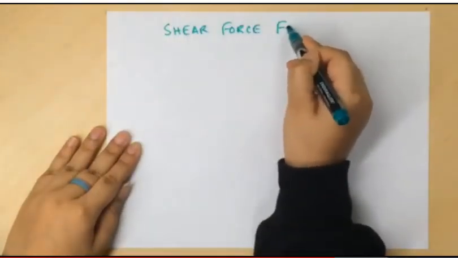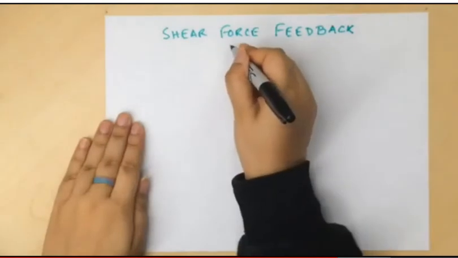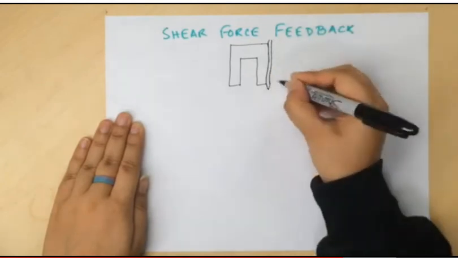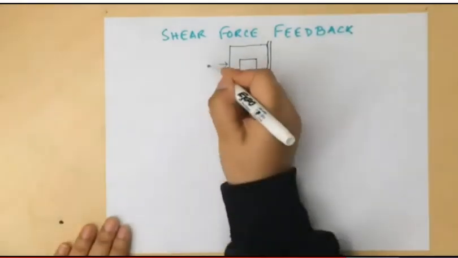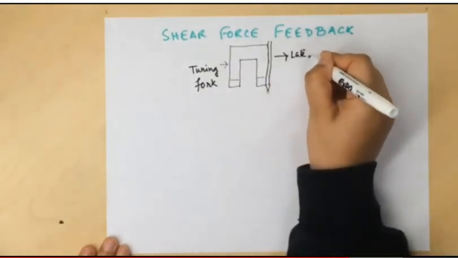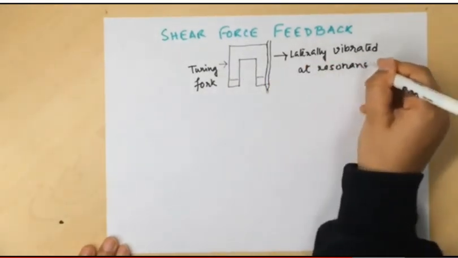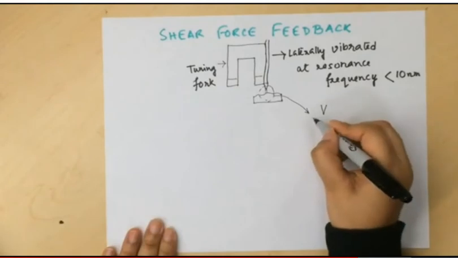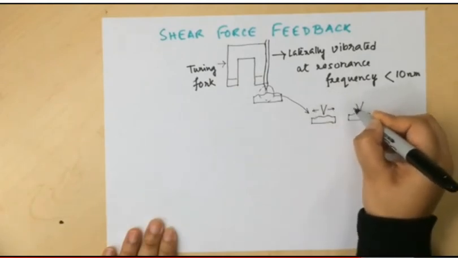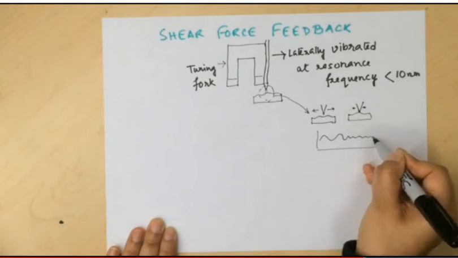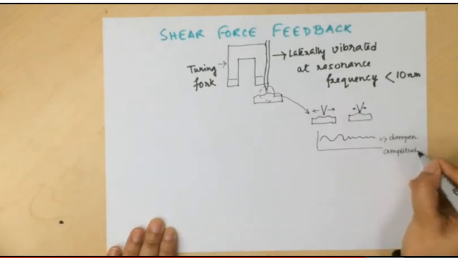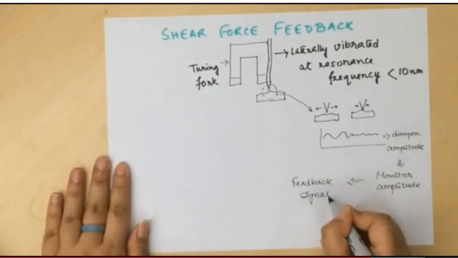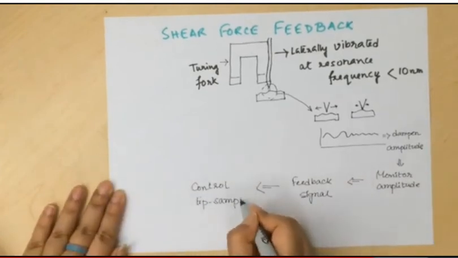In the shear force feedback mechanism, mechanical vibration is introduced to the tip by using a tuning fork. So here's the tuning fork and here's the fiber optic probe attached to it. The tip vibrates laterally at resonance frequency with amplitude less than 10 nanometer. The sample is placed just beneath the tip. Now as the tip approaches the surface, the amplitude of vibration gets dampened, as you can see from here. And now, by monitoring the dampening of amplitude of vibration of the tip, a feedback signal is generated, and thus the tip-sample distance is controlled.